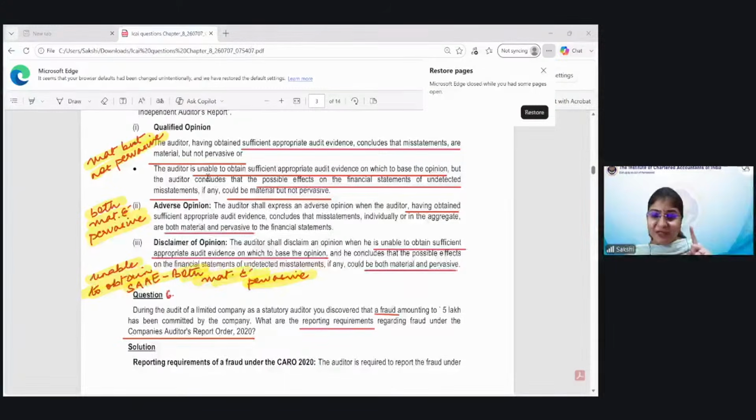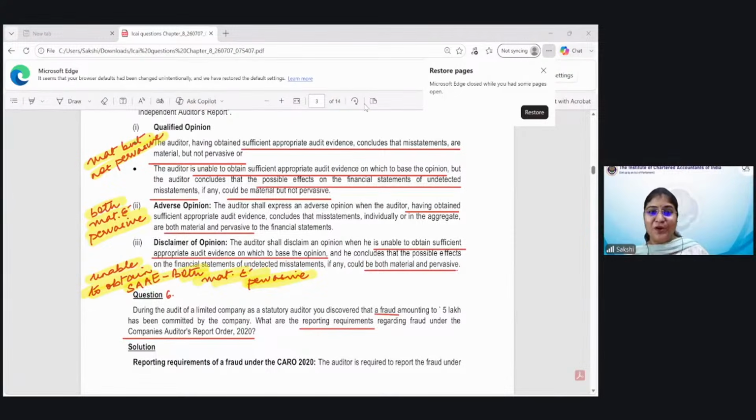Please write to me in the chat box. Is this clear? Others also. Jaspreet, I know you have studied from me. Others also, please reply. Gayatri also was in my class, isn't it? May I'm seeing for the first time. All right.